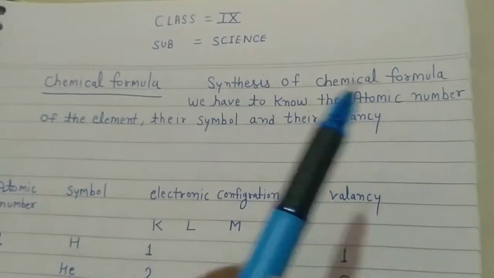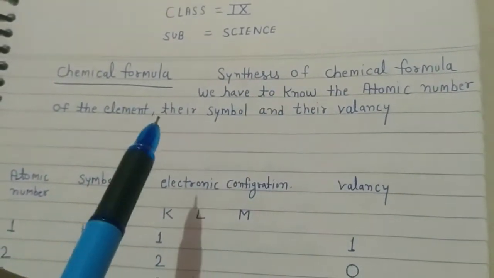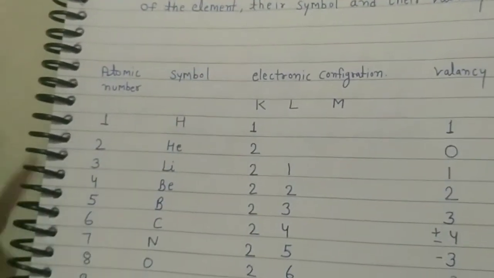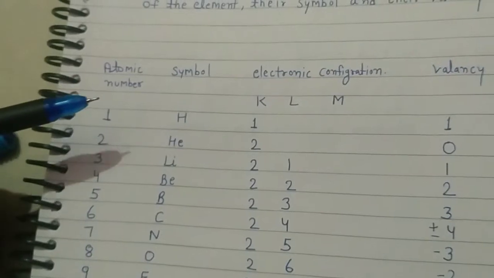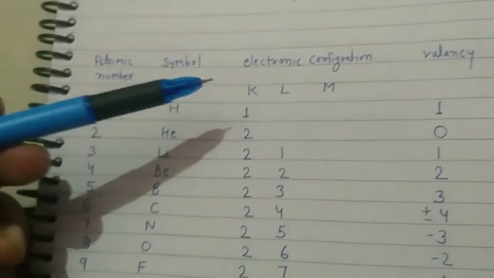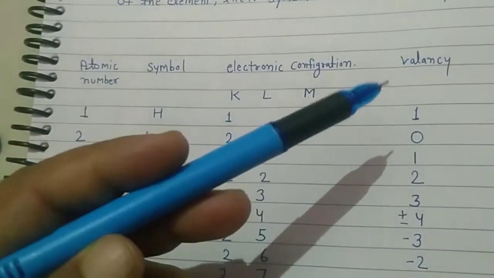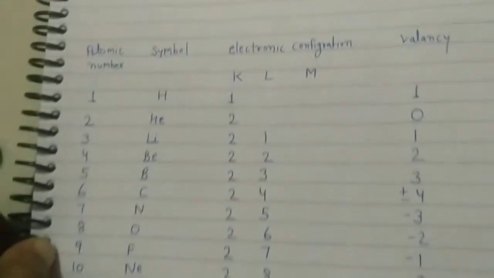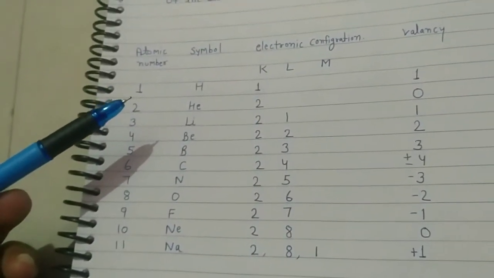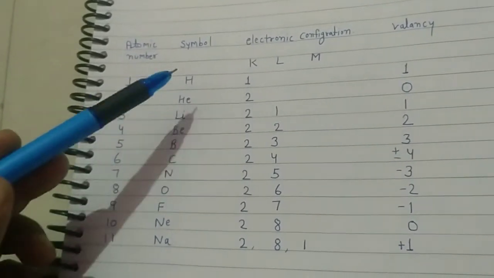To write a chemical formula, we have to know the atomic number of the element, its symbol and its valency. First of all, what is atomic number? Atomic number is the number of protons. Along with it come the symbol, the electronic configuration in K, L, M shells, and the valency. It is very easy to know: the number of protons is called the atomic number. The symbol is also very easy.